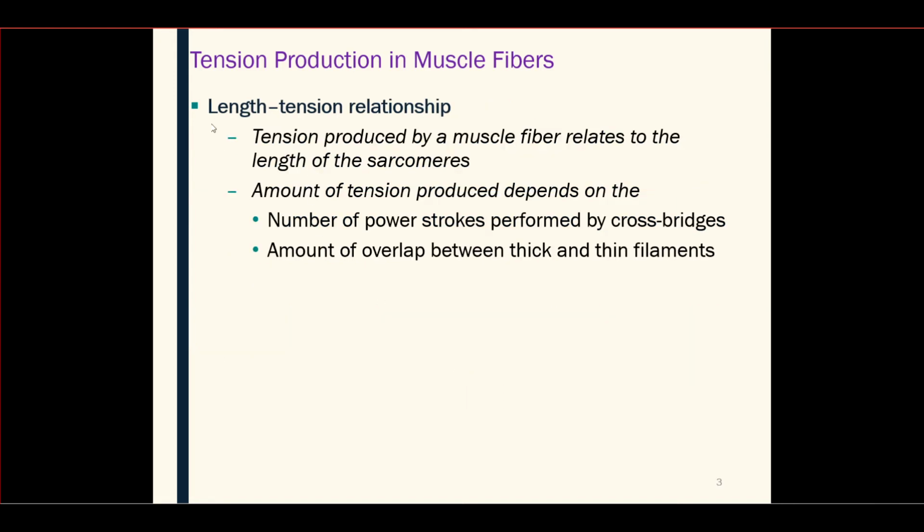So what we're looking at first is going to be the length tension relationship. Let me read this first sentence and I'm going to take you to a very important diagram. So tension produced by a single muscle fiber relates to the length of the sarcomere, right? The amount of tension produced depends on the number of power strokes performed by the cross bridges, as I said before. But what we're going to look at now is the amount of overlap between the thick and the thin filaments. Let me show you what I mean.